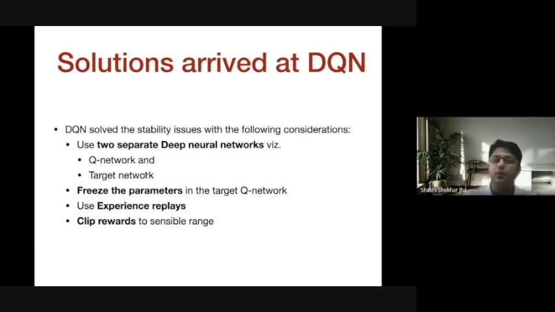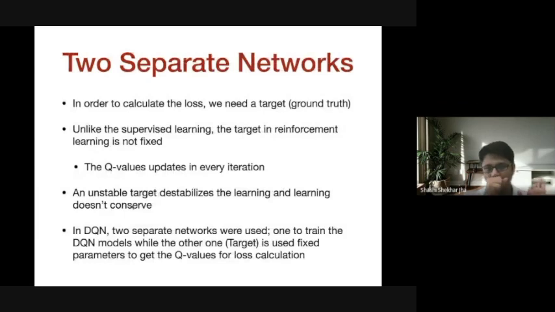Now we have to understand what this Q network and the target network are, how the target network helped in learning, and what this experience replay is. These are two things that we should now understand. The third one is easy. So, two separate networks. Why two separate networks? Because first of all, we don't know the ground truth.